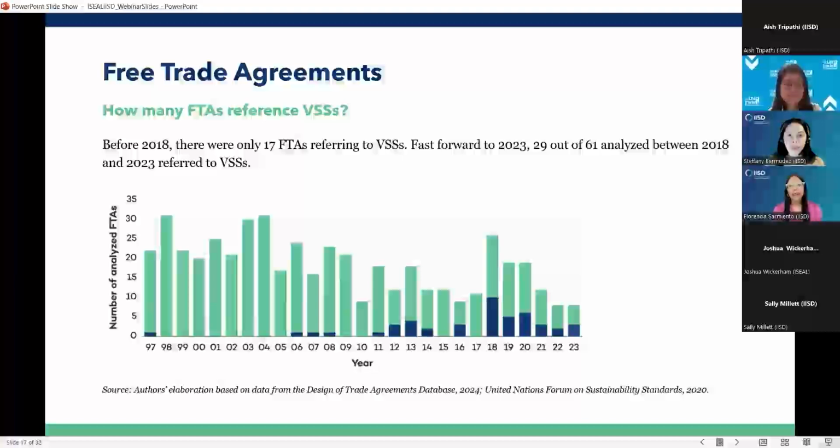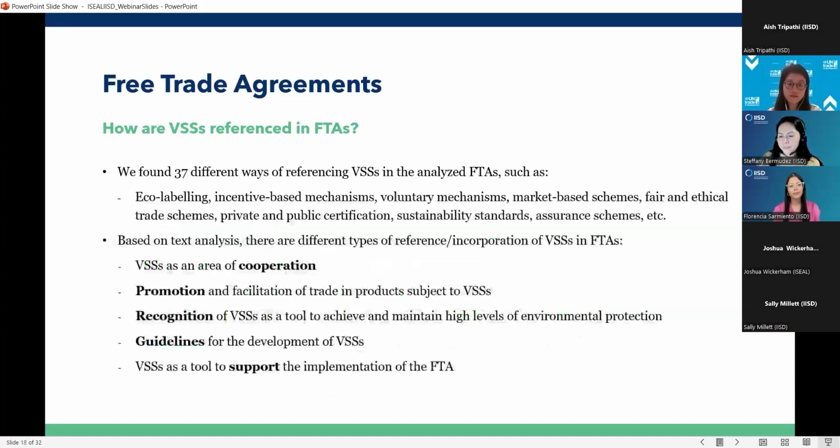How many FTAs reference VSS? As you can see in the slide, before 2018, there were only 17 FTAs referring to VSS. But then looking at the analyzed agreements from 2018 to 2023, we found that 29 out of the 61 agreements refer to VSS in some way. Next slide, please. In terms of how they are actually referenced, we found that there are 37 different ways of referencing VSS, in terms used. Examples include eco-labeling, incentive-based mechanisms, voluntary mechanisms, and the others that you can see in the slide.